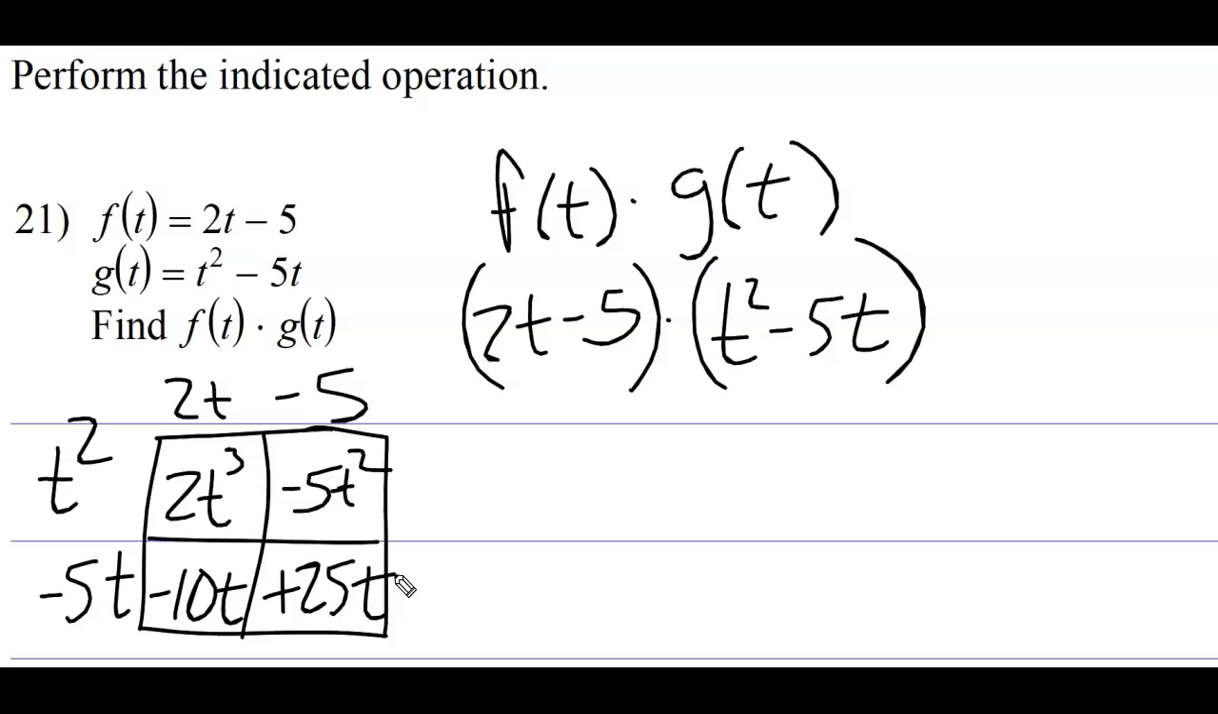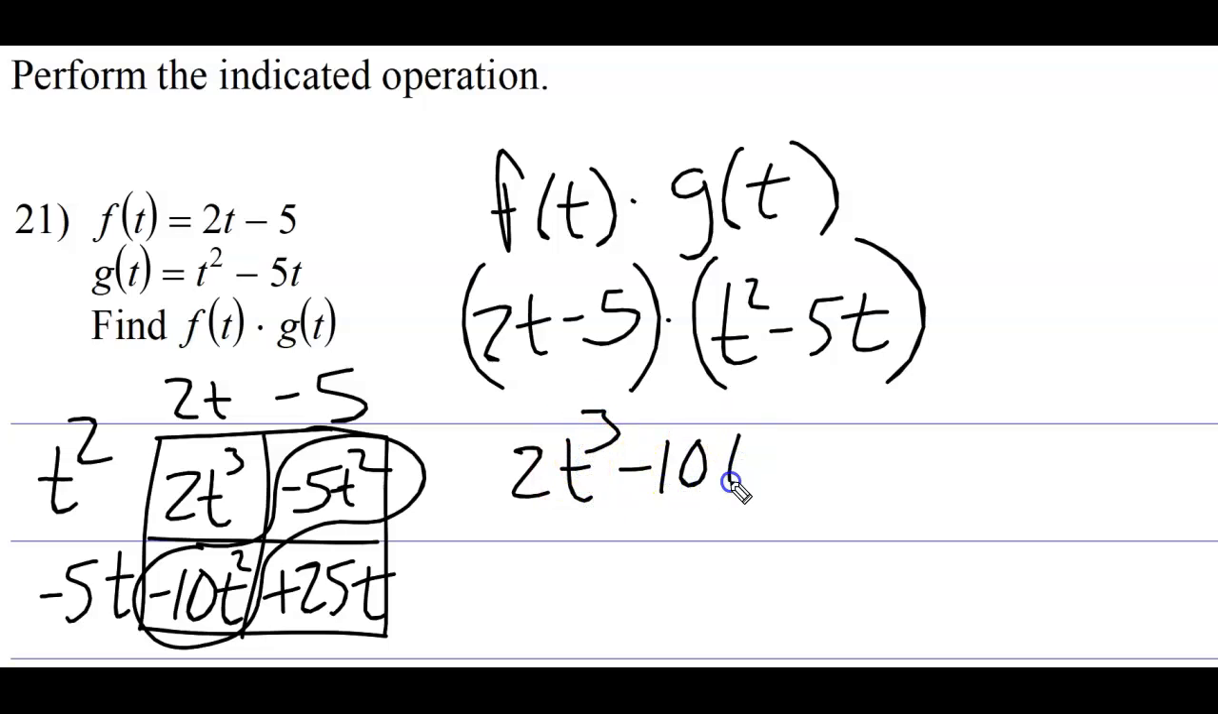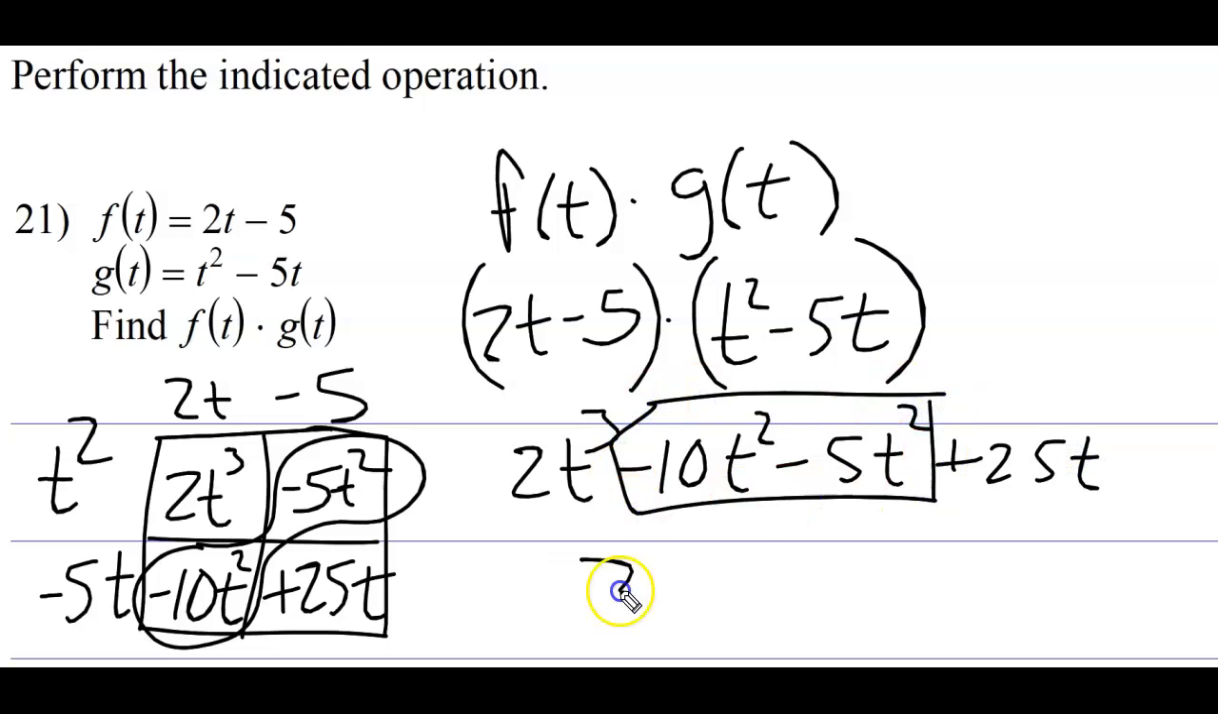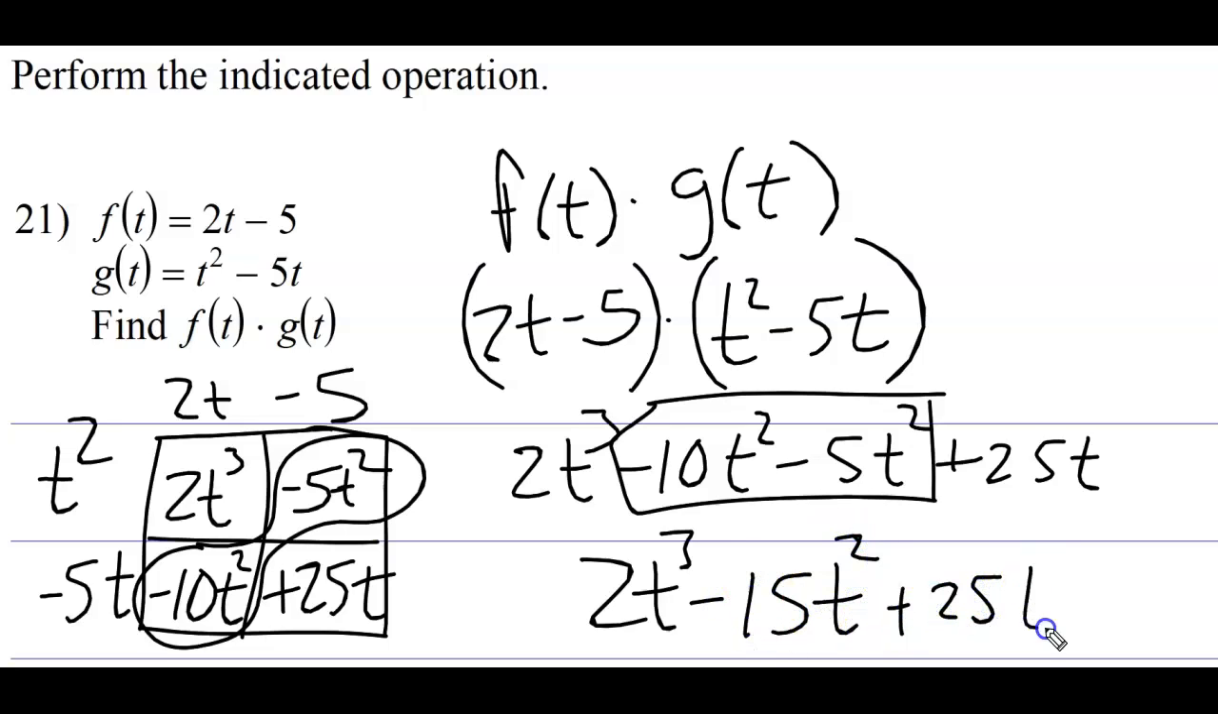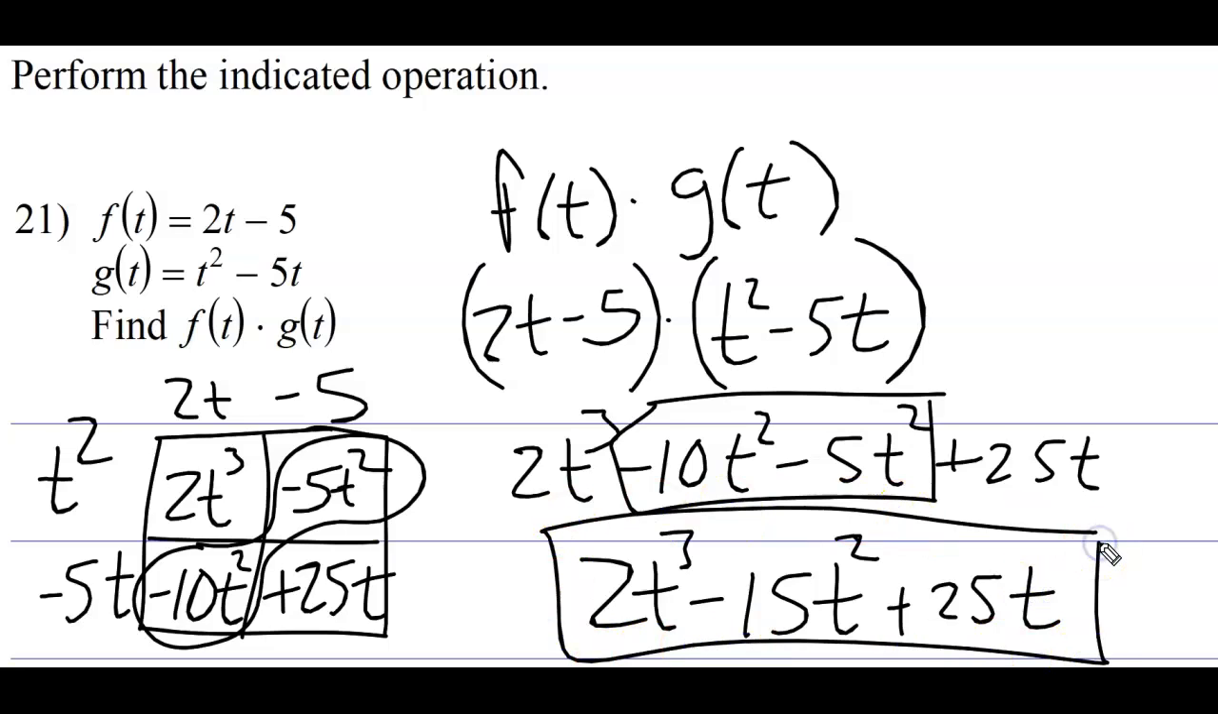And you also want to see if there's any like terms that you can combine. It looks like this -10 and -5 can be put together. So like I said, we have our like terms in the middle. We can put those together. So let's go ahead and do that. That would be multiplying those two functions together.